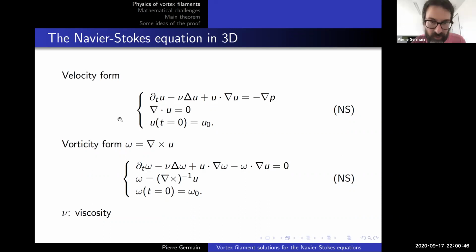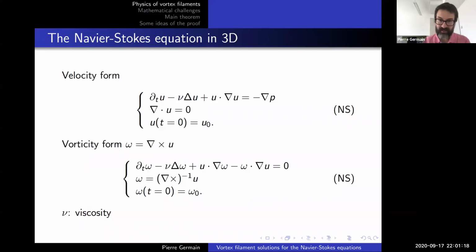So here I wrote the equation in velocity form. Here U is the velocity of the fluid, P is the pressure, nu is the viscosity. Most of the time we can think of nu as being 1, but I try to keep nu around so that it's possible to compare physical parameters. So that's the velocity form.